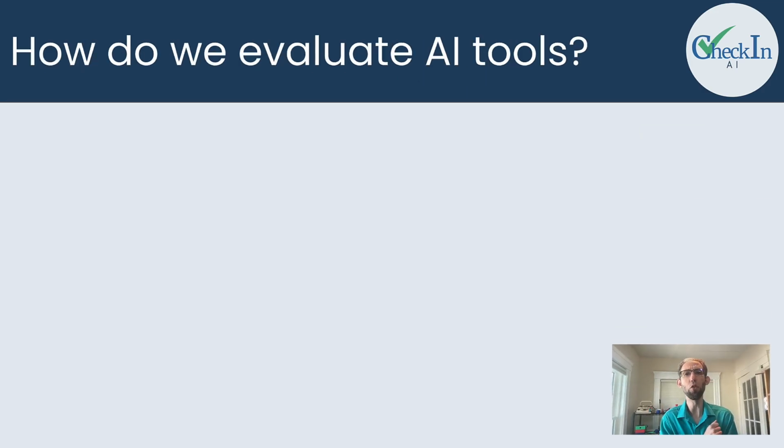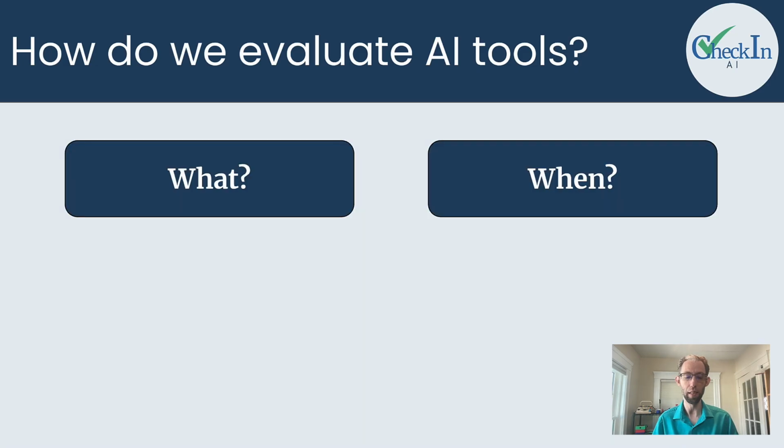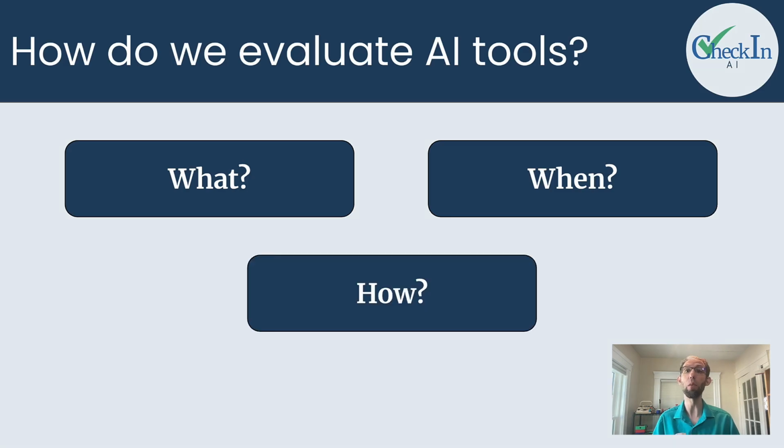So how do we evaluate AI tools? Well, this is not new. When I was the director of academic technology, we had a process for evaluating any new technology that came into the classroom. It focused on three main questions. What technology would we allow in? When would we allow it in? And how would we support it and structure it when we allowed it in? The what, the when, and the how.